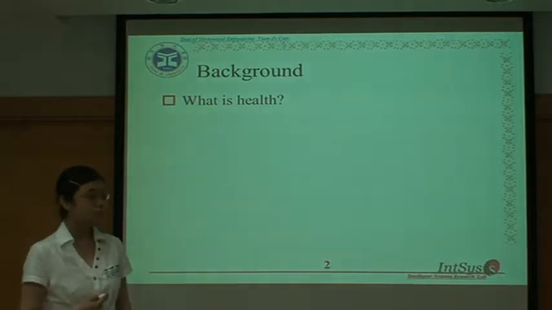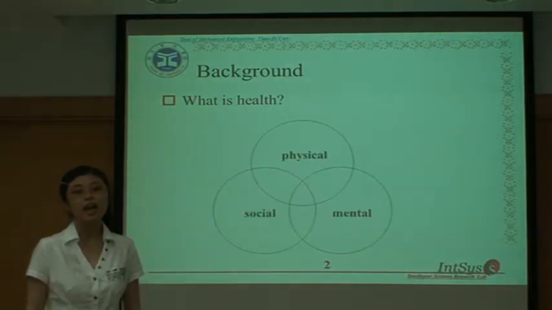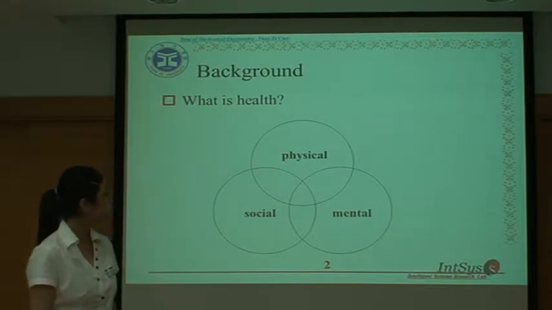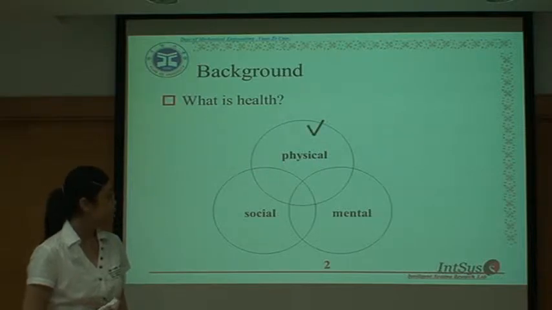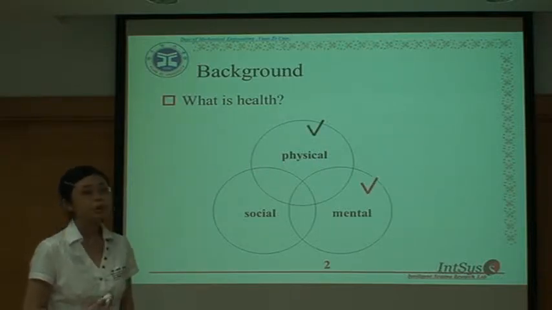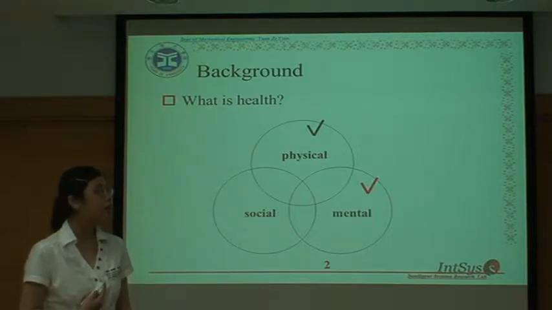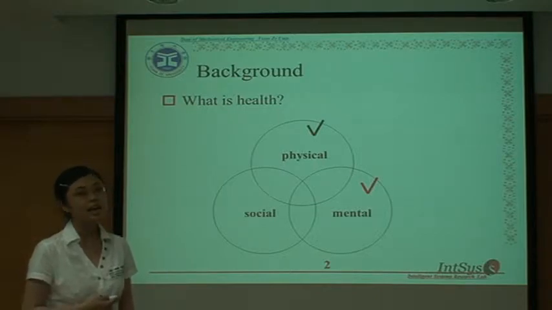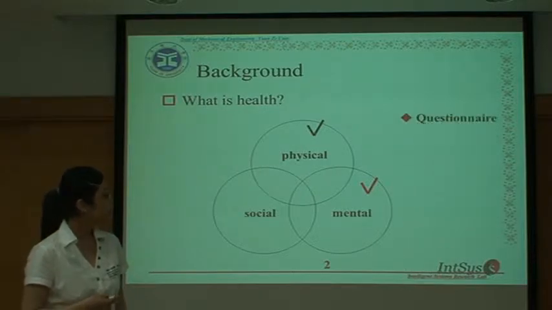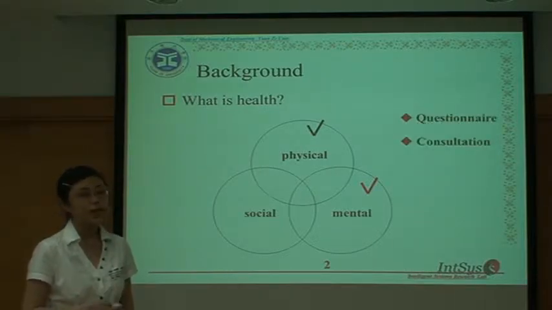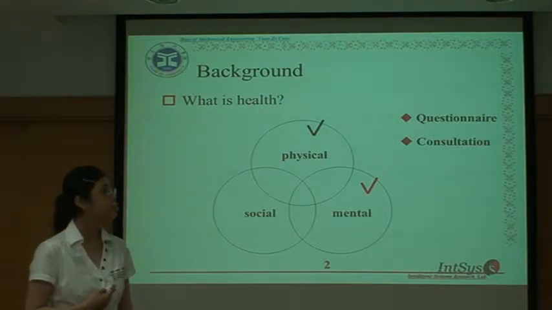And what is health? The World Health Organization defines health as the state of complete physical, social, and mental well-being. We put a lot of effort on physical aspects, but how about mental? People suffer a great deal of pressure from their surroundings or their jobs, and that could affect their health. Generally, there are some common methods to assess mental condition, like questionnaires or consulting a mental doctor. This can get detailed information. However, it cannot provide this information whenever or wherever you want.